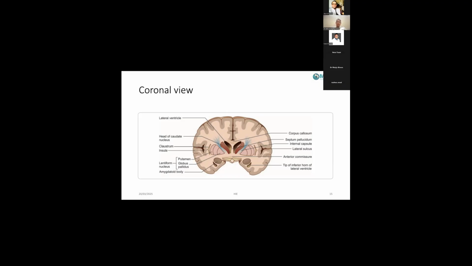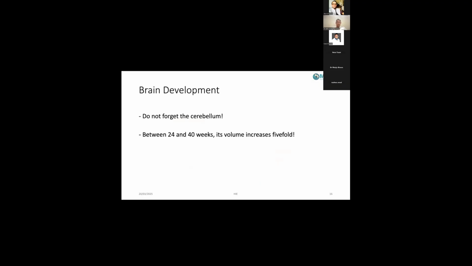And I'll tell you why we need to know that, or what the implication of that is while doing the scan. Right. So with the brain development, do not forget the cerebellum. And I was glad to see that people are talking about the cerebellum, people are talking about the mastoid, because that is the view most people tend to ignore and not do. But according to the American Academy of Pediatrics, it should be done. And a scan is not complete if we have not seen the cerebellum for hemorrhages or ischemic changes.